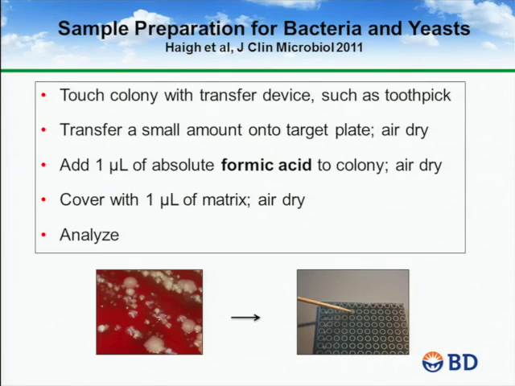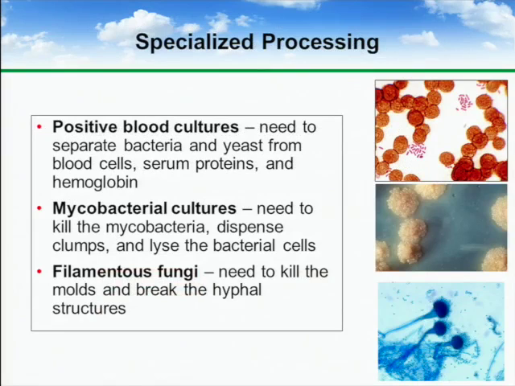You then touch that to a target plate, you let that dry, you put 1 microliter of formic acid, and the formic acid will lyse the colonies, or the cells that are there. You then add 1 microliter of matrix, and you analyze the sample. So I think you can appreciate how simple it is to perform this. It's a bit more complicated for other types of specimens.